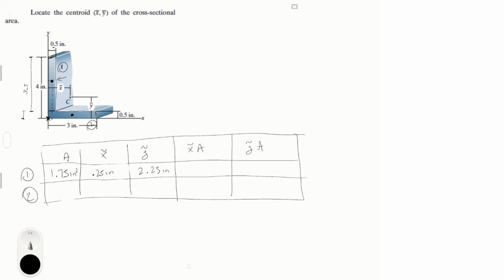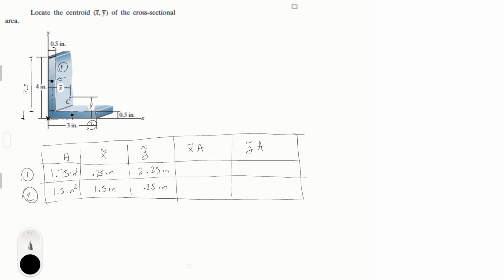Now let's do the bottom one. The bottom one's much easier. It's 1.5 inches square because it's 3 times 0.5. And the location of the centroid is sitting at 1.5, which is half the rectangle right here. And in the y is sitting at 0.25 inches.